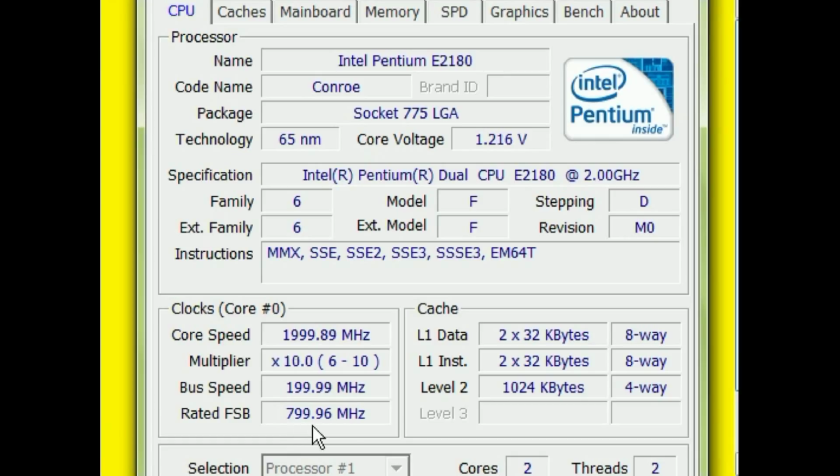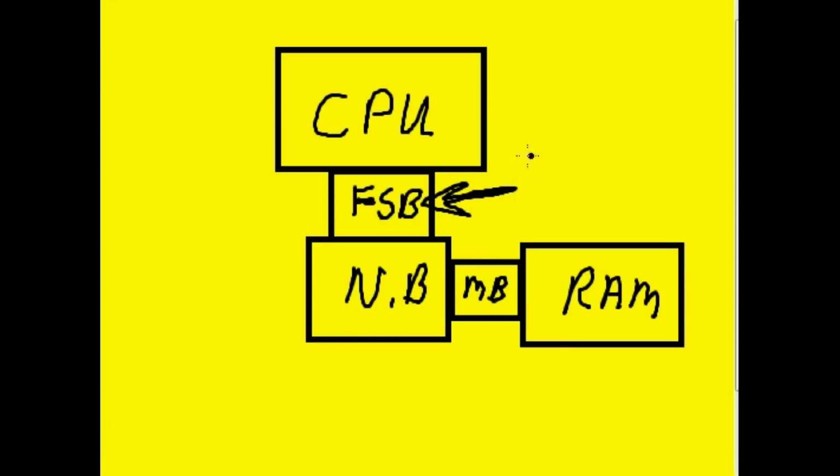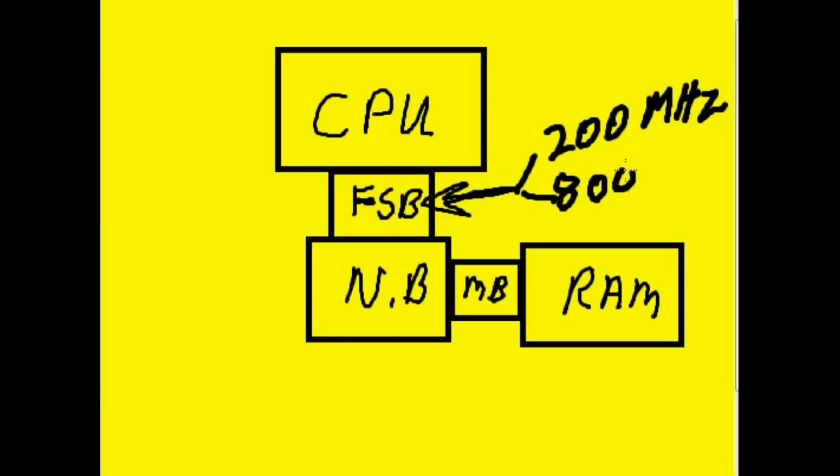My Frontside Bus is rated at 800 megahertz. So my Frontside Bus is 200 megahertz. And it's rated at 800 megahertz because of a multiplier, quad multiplier.